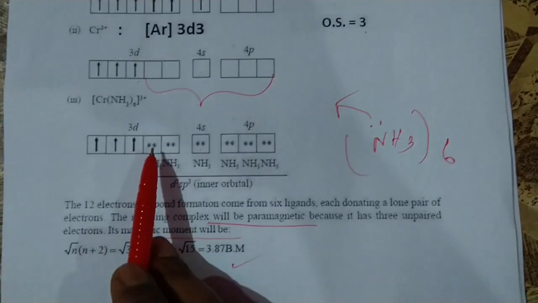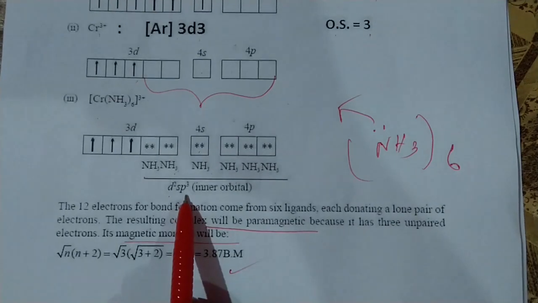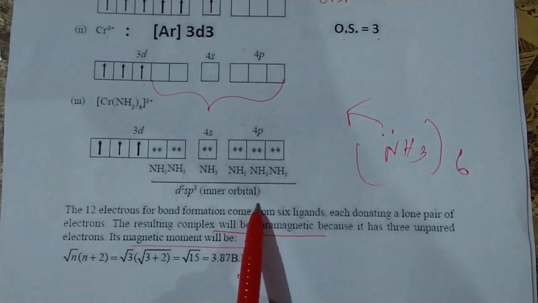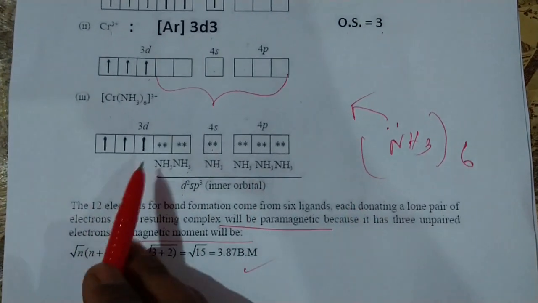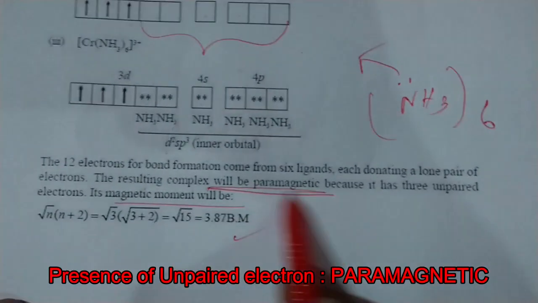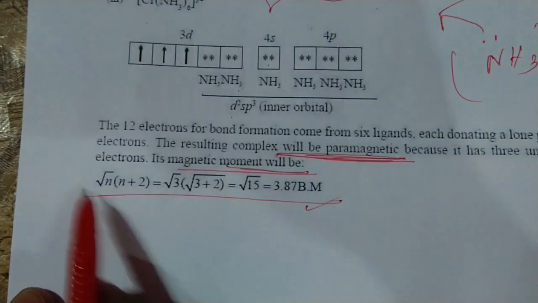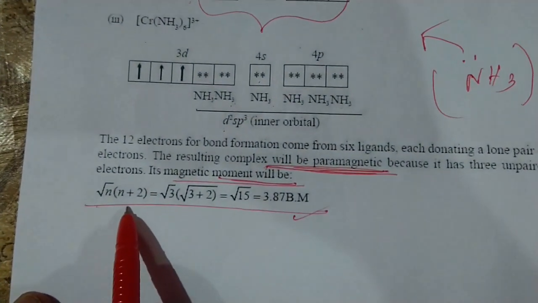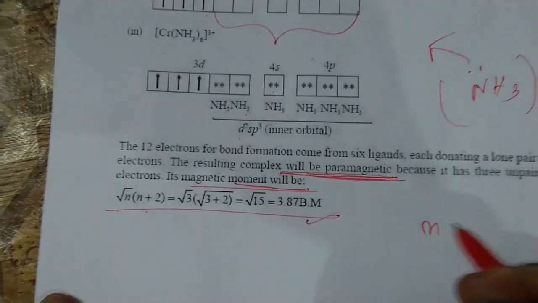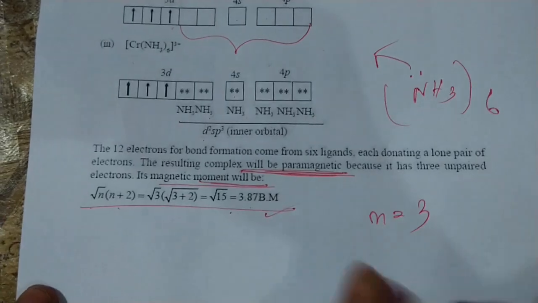So the hybridization will be d2sp3, and because of the presence of unpaired electrons, the magnetic behavior is paramagnetic. This is the magnetic moment formula, square root of n(n+2), where n equals 3 because we have 3 unpaired electrons, giving 3.86.